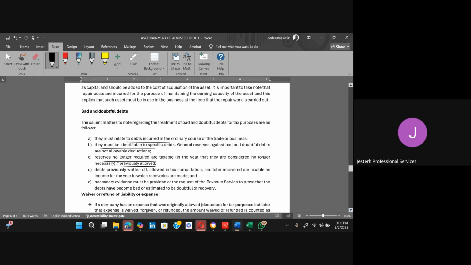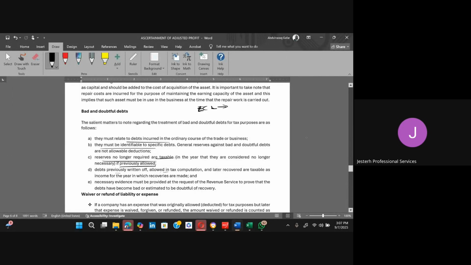So there is what you call ECL, expected credit loss. Expected credit loss is also part of reserves, right? So we have what we normally take to reserve. So if at the end of the day that reserve is no longer required, it means it will be taxable. Then debts previously written off and allowed in tax computation and later recovered are taxable as income for the year.